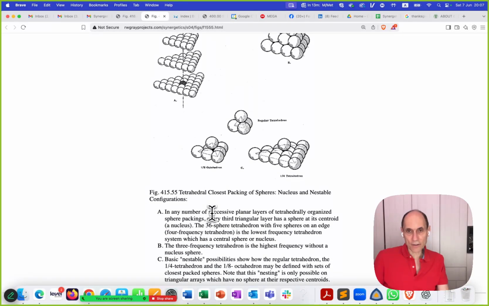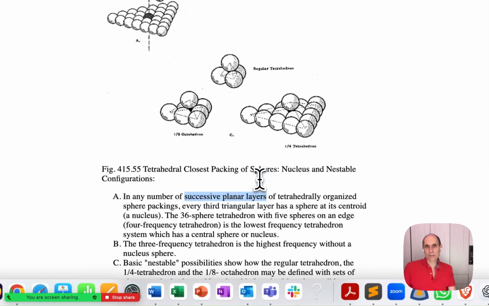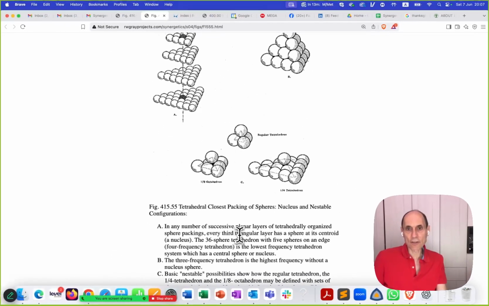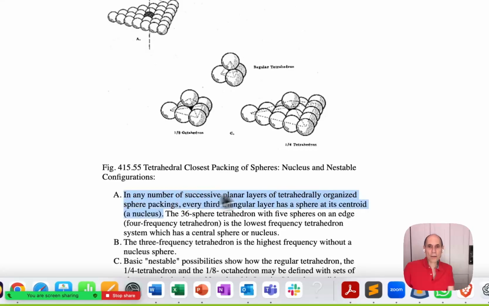In any number of successive planar layers, so Bucky is just saying successive layers of planes, successive flat layers of tetrahedrally organized sphere packings, every 3rd triangular layer has a sphere at its centroid, a nucleus. Now this is very important.